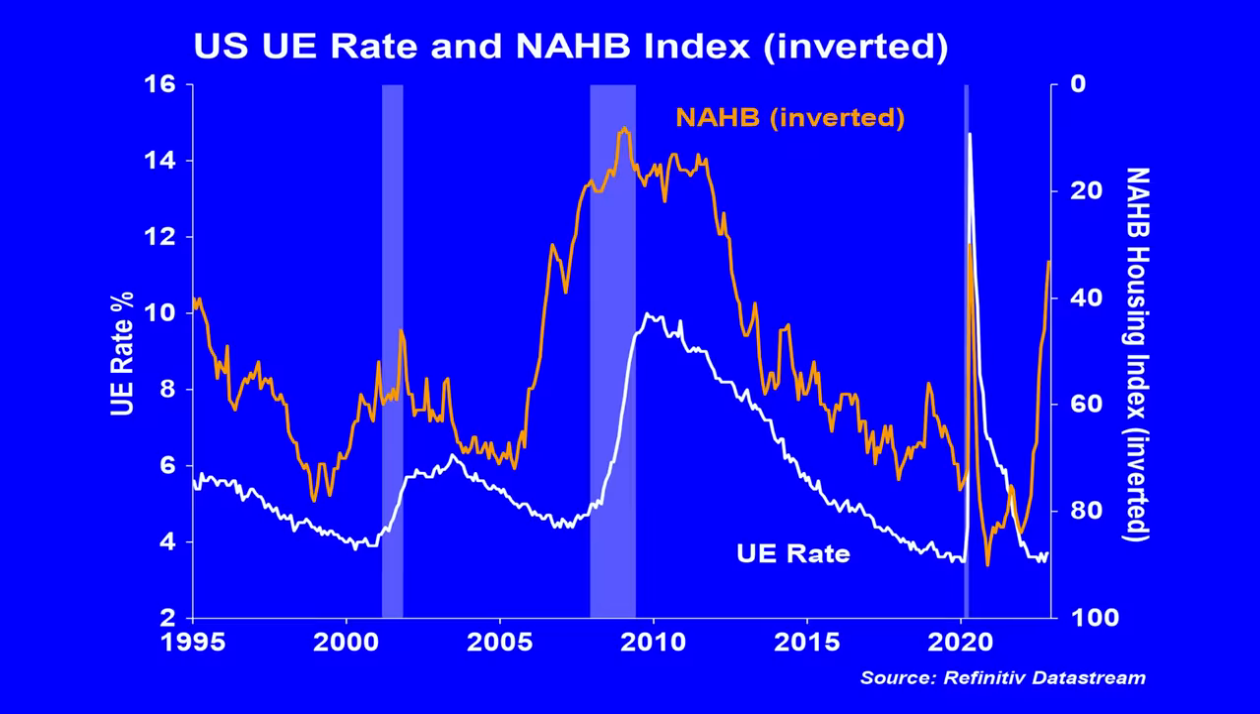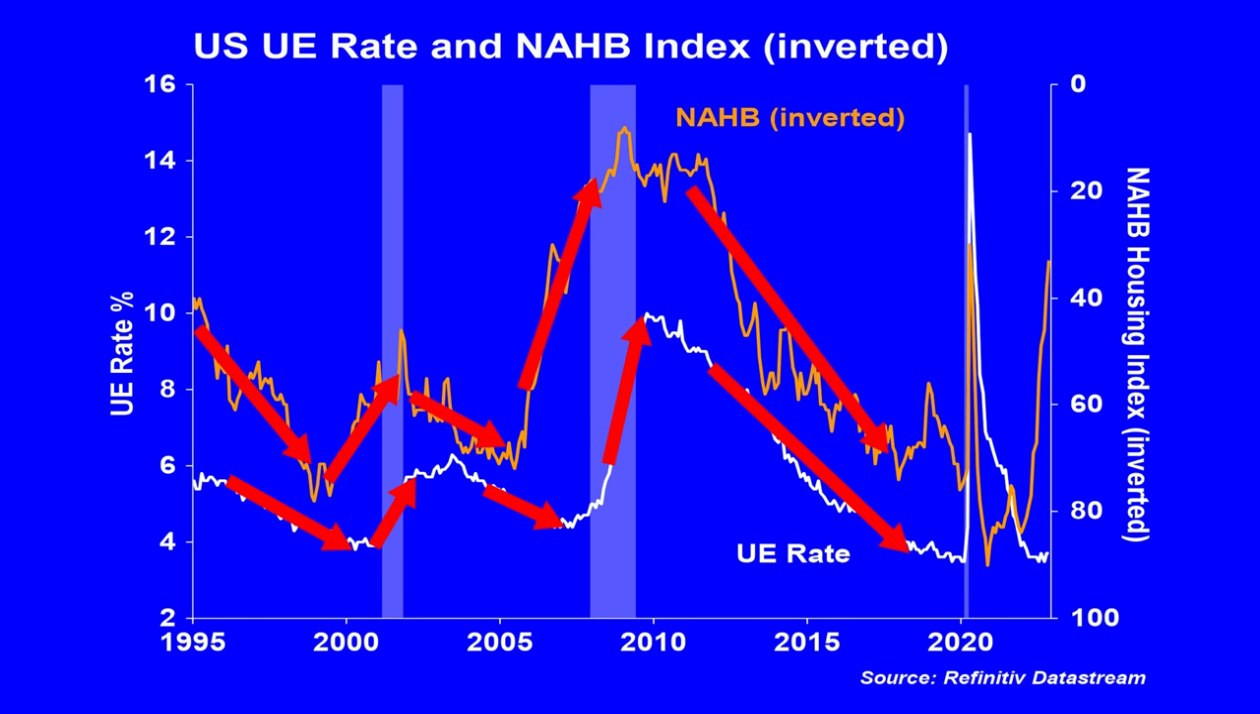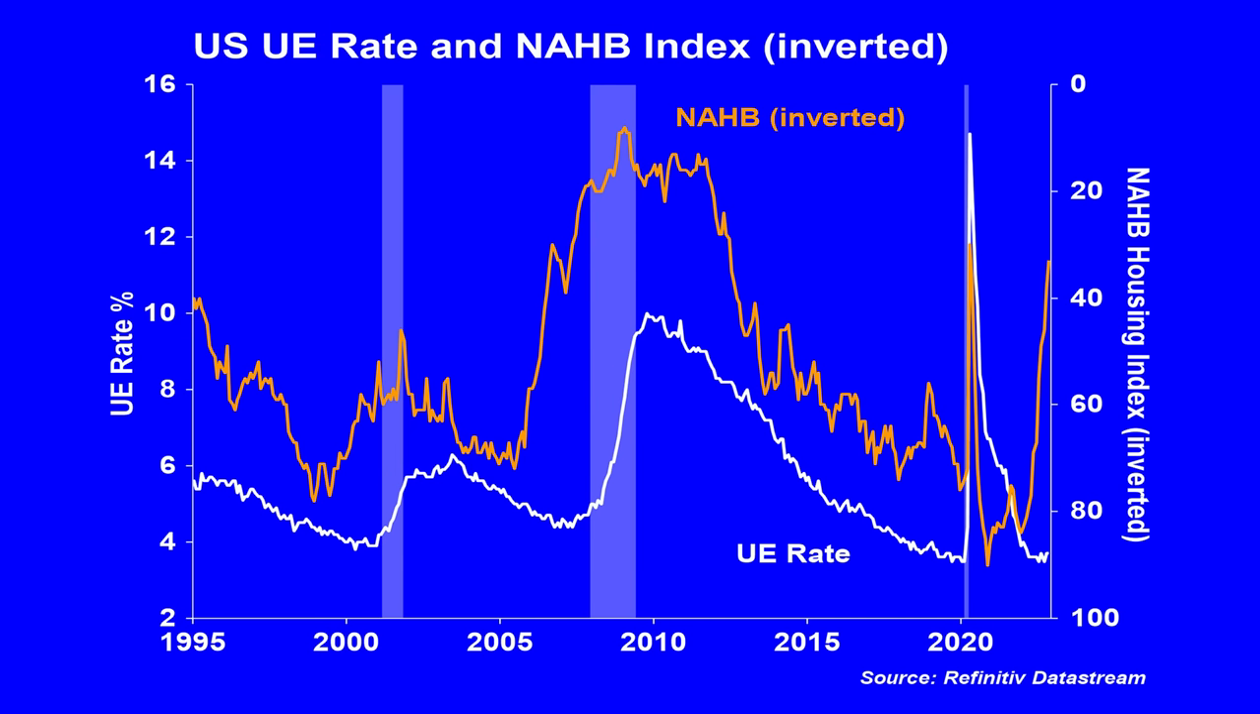Now, one of the key elements around that, in terms of what could cause unemployment to pick up significantly, we've seen, obviously, the tech sector starting to shed jobs. But I really think it goes down to housing and construction, this very, very big sector which employs a lot of people. And if we look at the NAHB housing index, and I've inverted it here, and I've mapped it onto that unemployment index, you can see that the two pretty much ebb and flow together, except that the NAHB housing index generally leads unemployment.